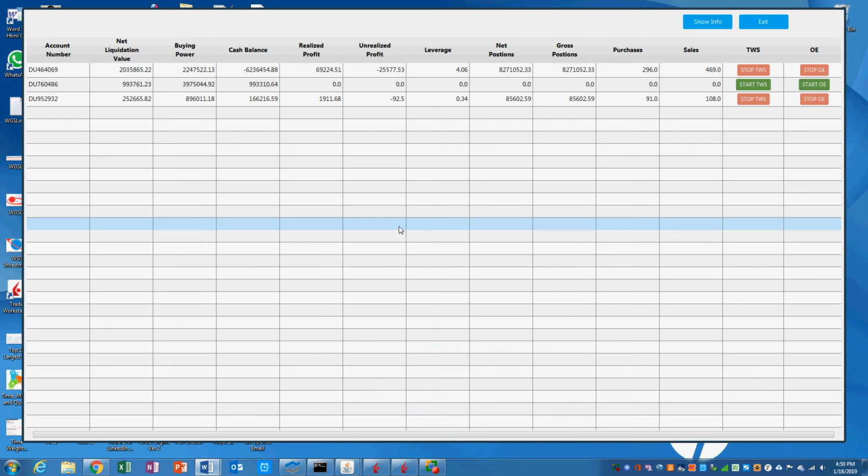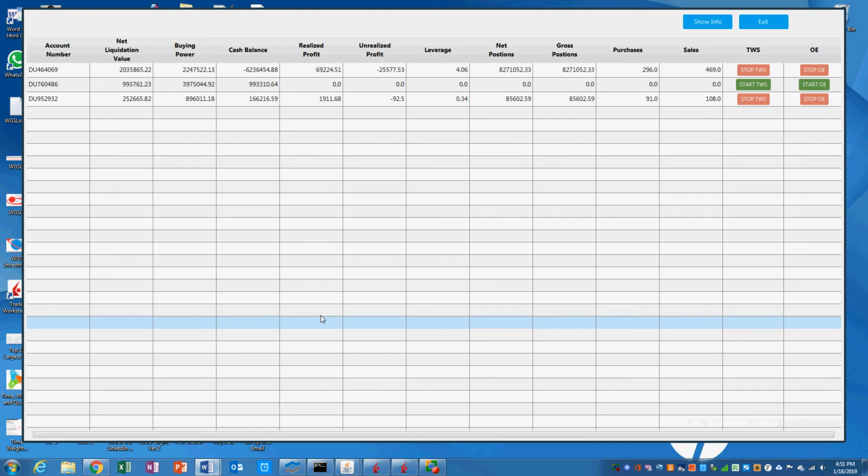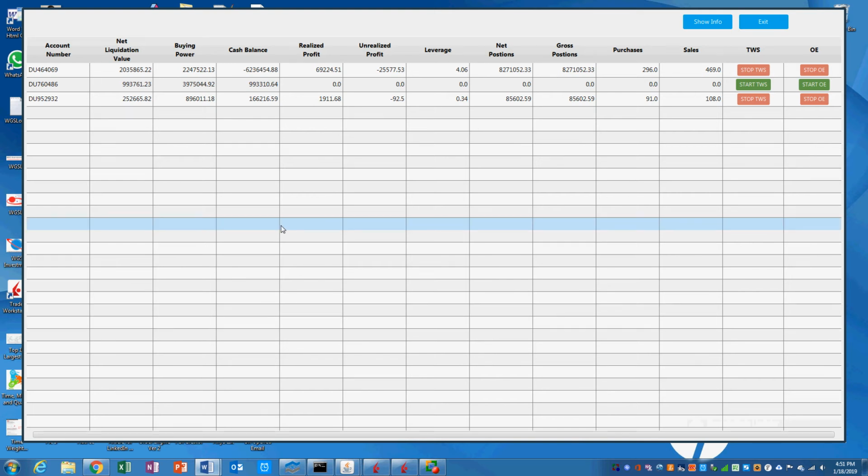Hi folks, let me introduce our newly released Order Engine version 3. This has been released early January 2019. So we'll get to see some of the trading which it does, but I will get into more detail later on.